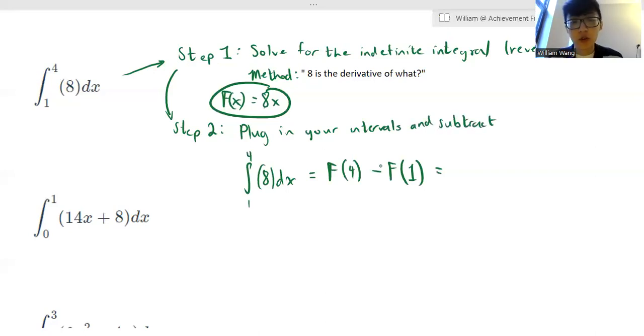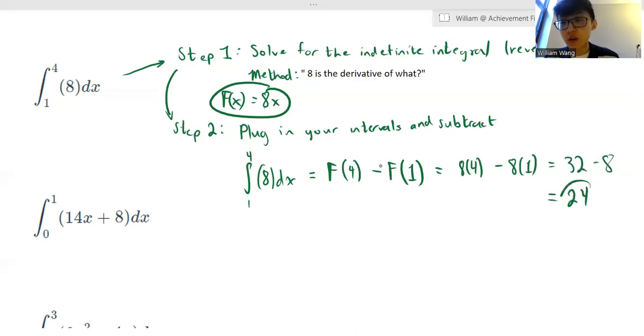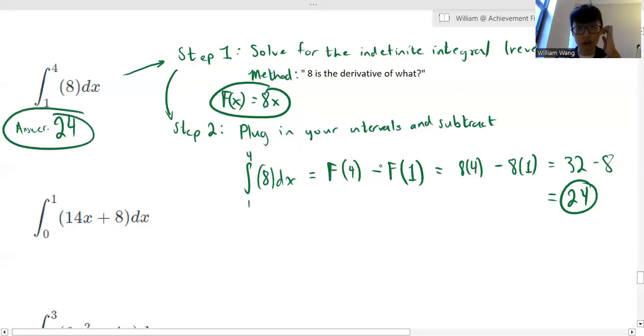So when I plug in 4, capital F of 4, that's going to be 8 times 4. Minus, when I plug in 1, that's 8 times 1. So that simplifies to 32 minus 8. That's equal to 24. My answer is 24.